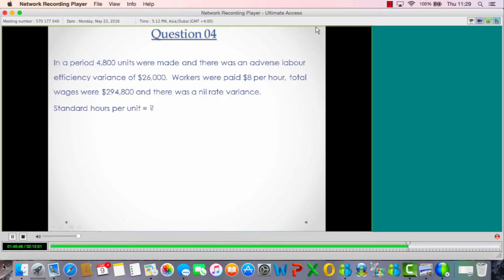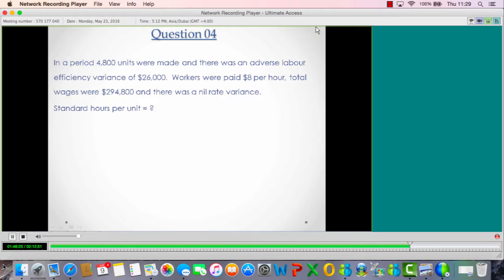Yeah. Is it clear for you? Because I have my actual hours. I worked it out. It's 36,850, right? But this, my adverse efficiency variance in hours, is 3,250. That means I have actually used more labor hours than the standard.